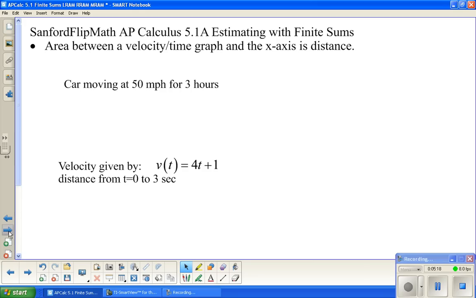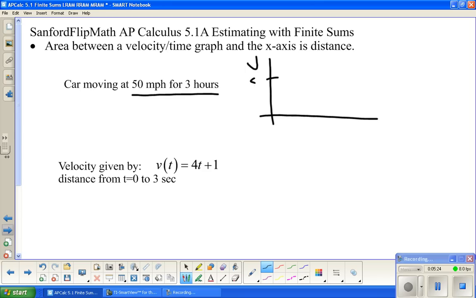Let's start with a couple that are fairly straightforward, kind of similar to what we just did. If I have a car moving at 50 miles an hour for 3 hours, so the velocity is 50. We're going to go for 3 hours. We want to find the distance. Remember, distance for us is going to be area if we're talking about a velocity curve.